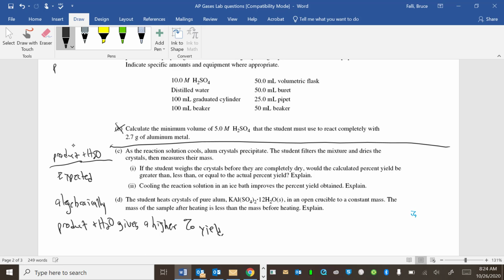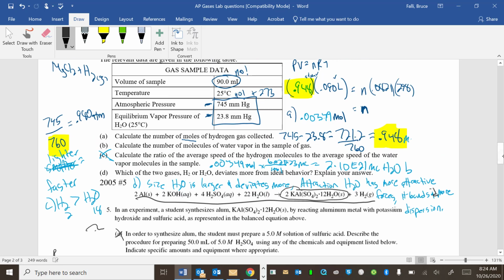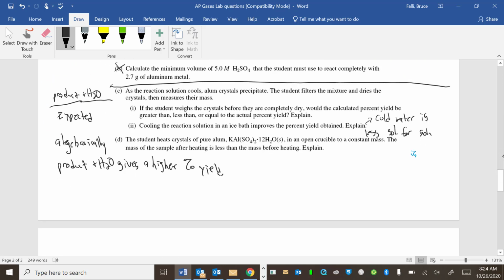Number 2, cooling the reaction solution in an ice bath improves the percent yield obtained. Explain. This is new, but it's so short I can add it for you. Cold water is less soluble for solid precipitates. So yield improves.